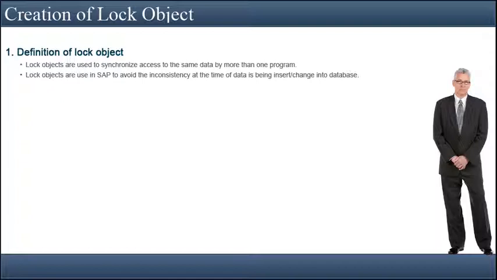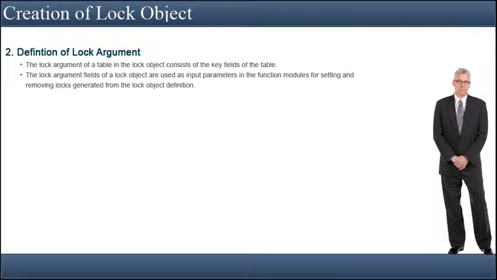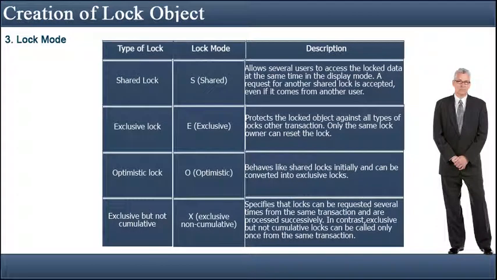Further tables, secondary tables, can also be added using foreign key relationships. The lock argument of a table in the lock object consists of the key fields of the table. The lock argument fields of a lock object are used as input parameters in the function modules for setting and removing locks generated from the lock object definition. When these function modules are called, the table rows to be locked or unlocked are specified by defining certain values in these fields. A lock mode controls whether several users can access data records simultaneously. A lock mode can be assigned separately for each table in the lock object.